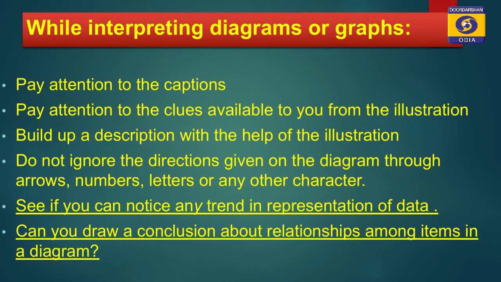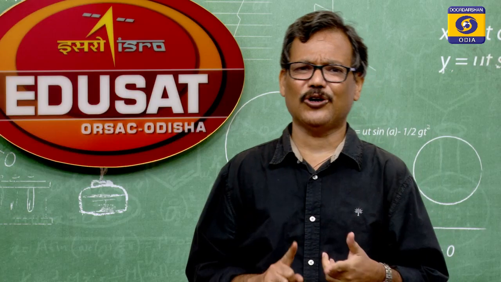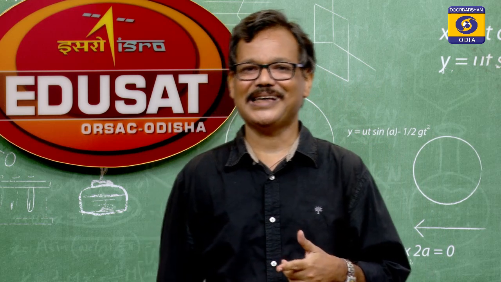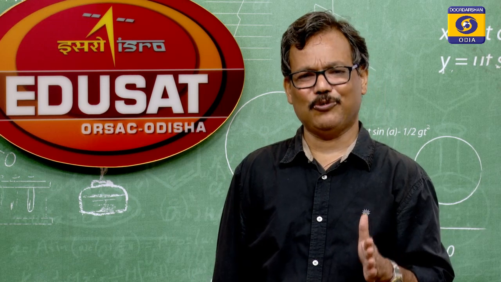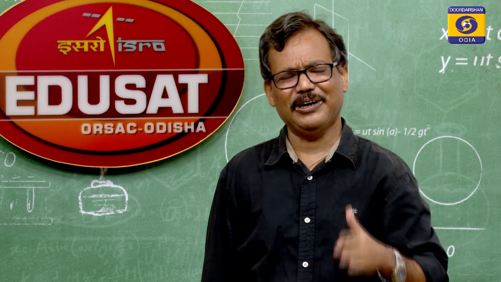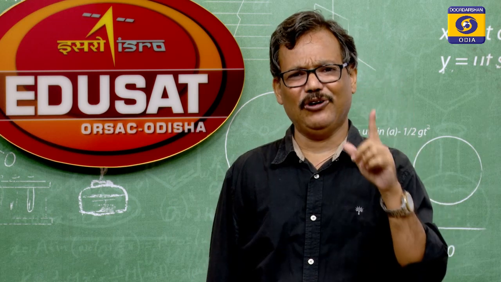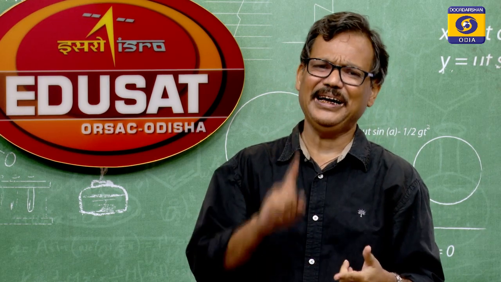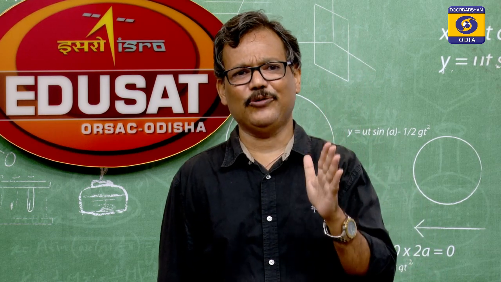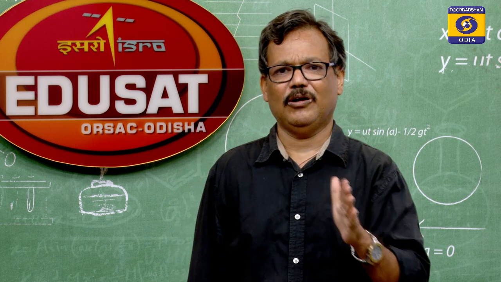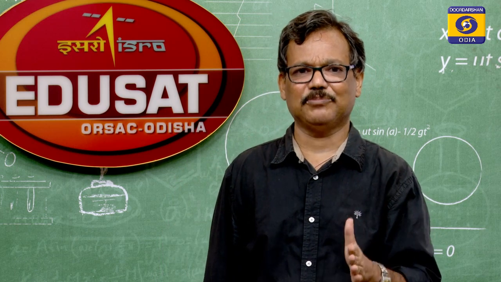Then finally, this is a very vital question for you. Can you draw a conclusion about the relationship among the items in the diagram? These are not disparate, not unrelated items. These items have a close relationship amongst one another. Suppose in a table, in a column, you find so much information, but you will find that this information is intimately linked with one another. So, it is for you to decide whether you can find a conclusion or a relationship among these items in a diagram.